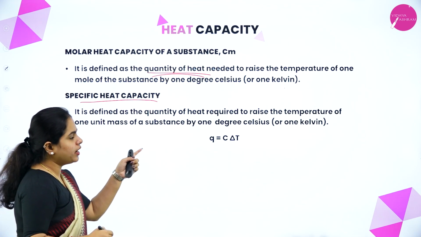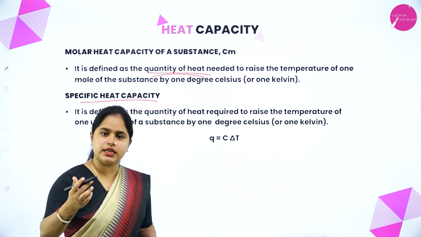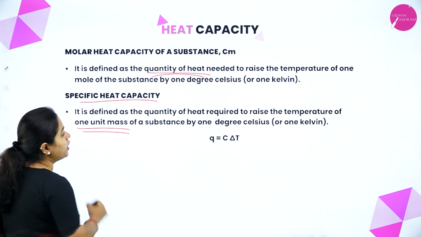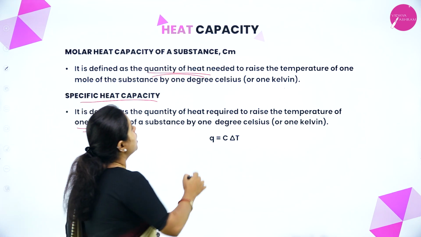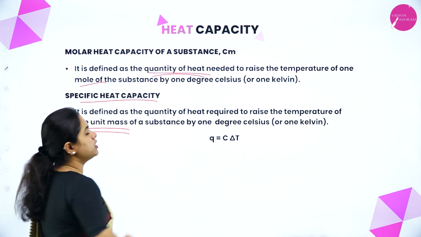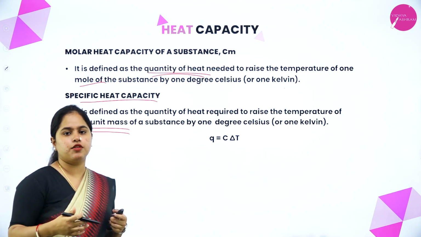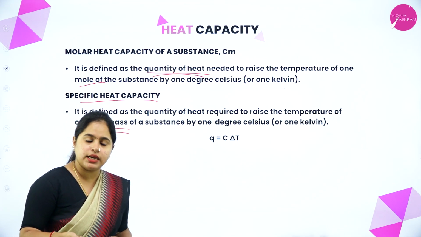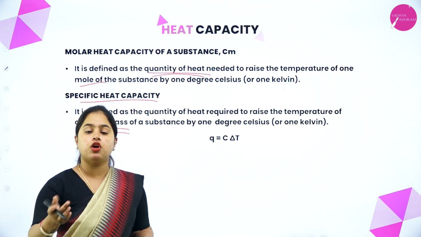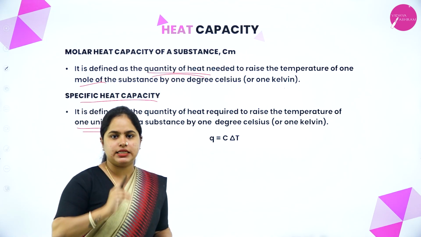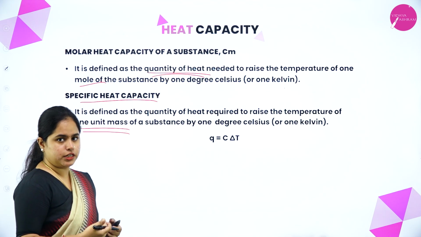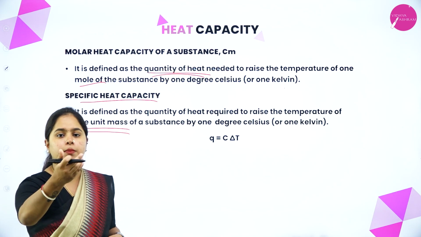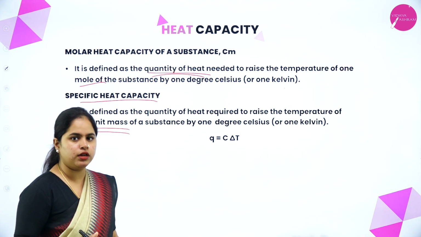It is defined as the quantity of heat required to raise the temperature of the system by 1 degree Celsius, again, but it is for 1 unit mass of a substance. Here it is 1 mole of a substance and here it is 1 unit mass of a substance. So, that is the difference between molar heat capacity and specific heat capacity. Molar heat capacity is how much heat is required to increase the temperature of 1 mole of a substance, and specific heat capacity is the amount of heat required to raise the temperature of 1 unit mass of a substance.